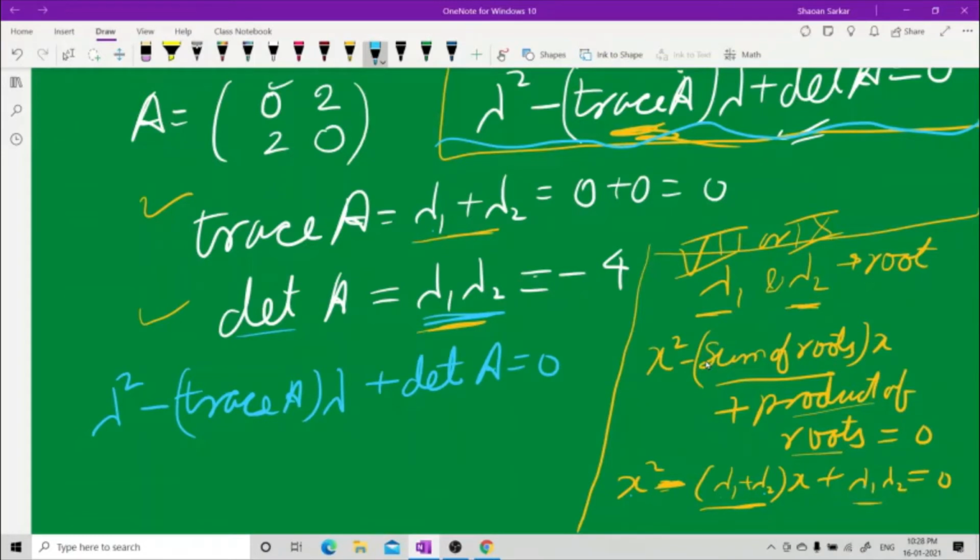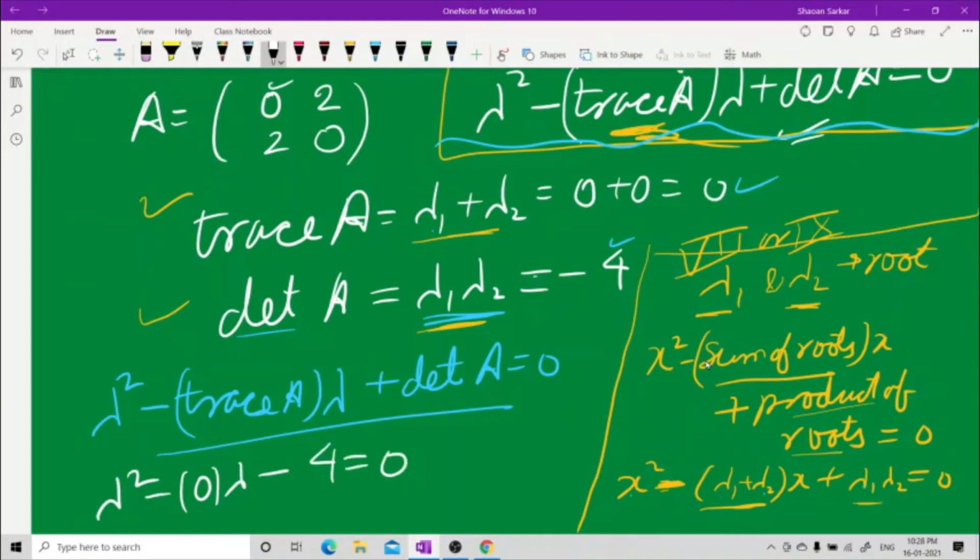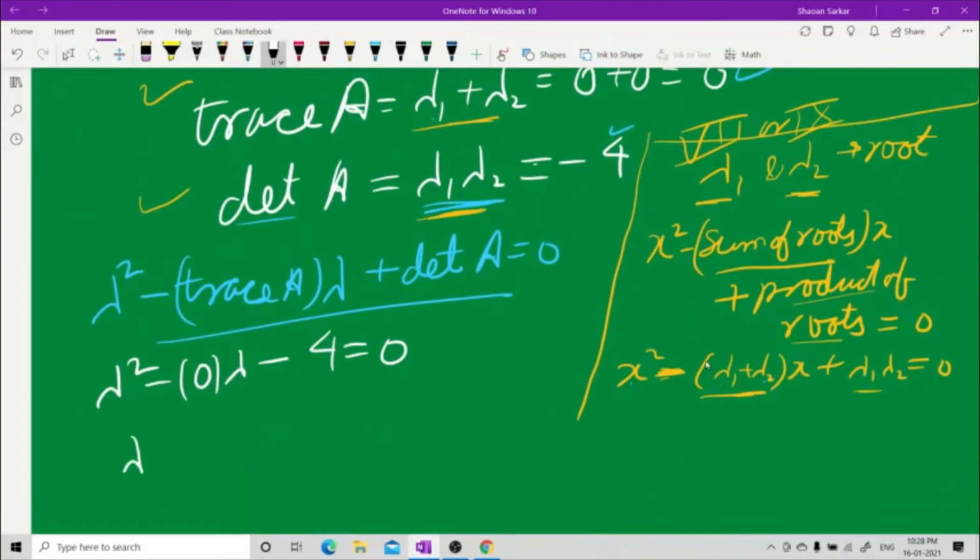Now I'm going to do this very problem that I took. Now let's put the values of 0 and minus 4 in this equation that we just saw. So lambda square minus 0 lambda plus minus 4 equal to 0. So now you have lambda square minus 4 equal to 0.